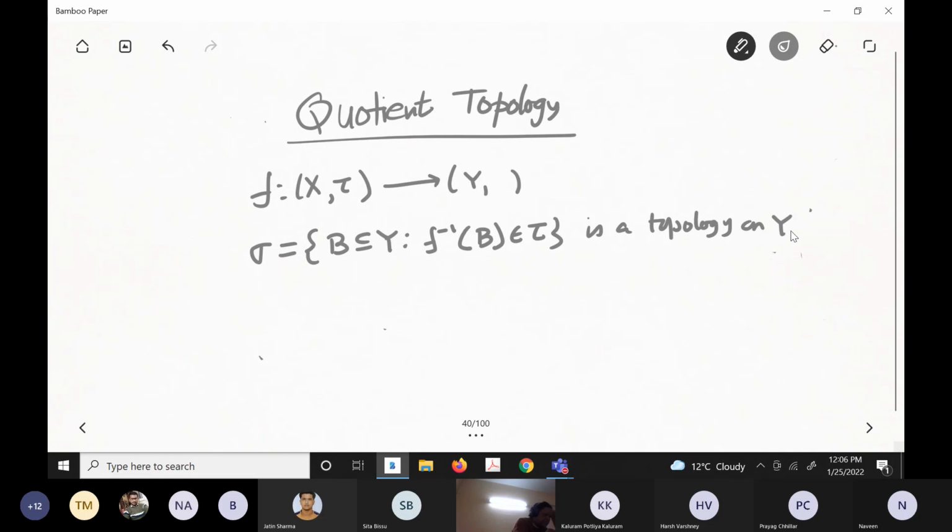Okay. Look, here f need not be onto. Though Willard has taken onto for this definition of the quotient topology, you don't need that. Willard has taken onto, but in another result he didn't take onto. That should be onto. He is using it in the proof. Okay, so this is the topology.